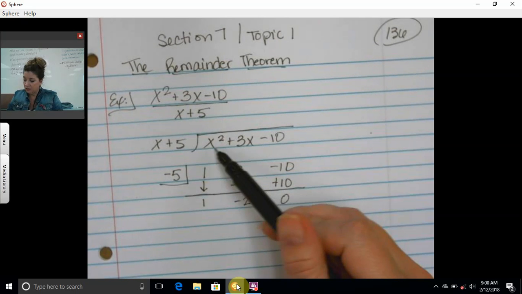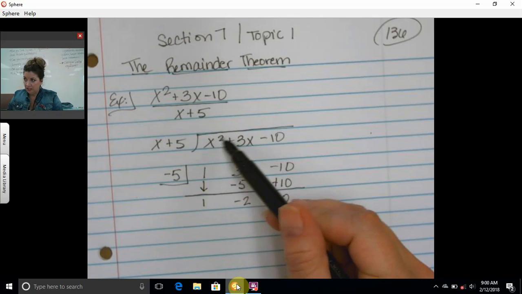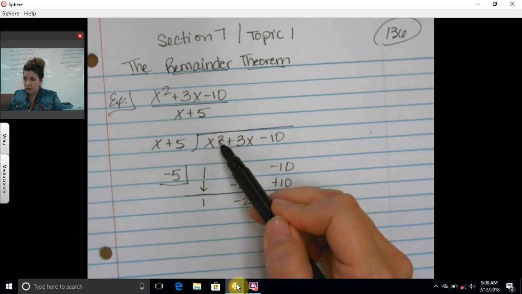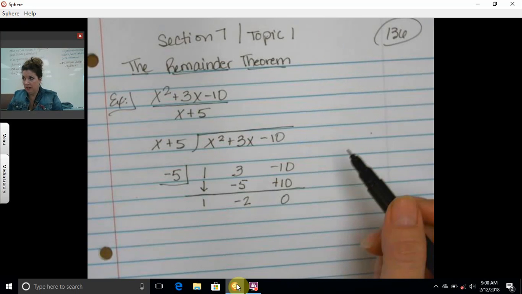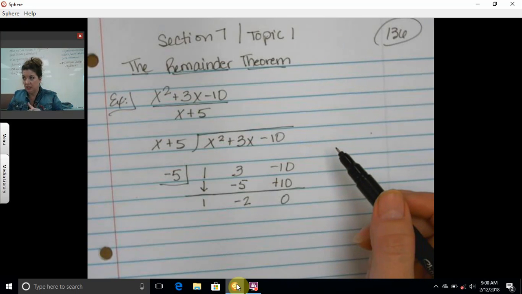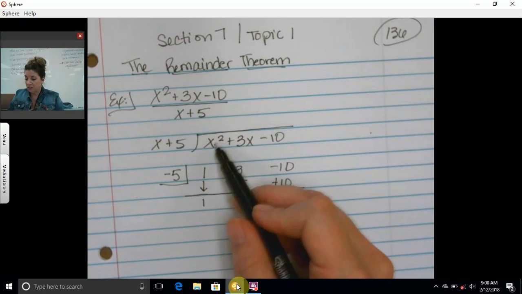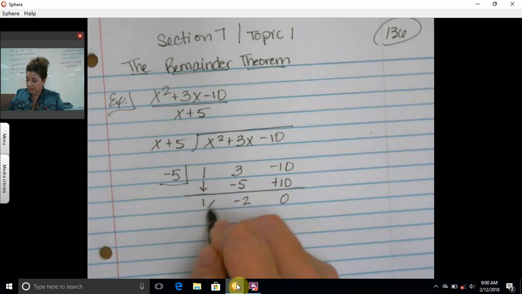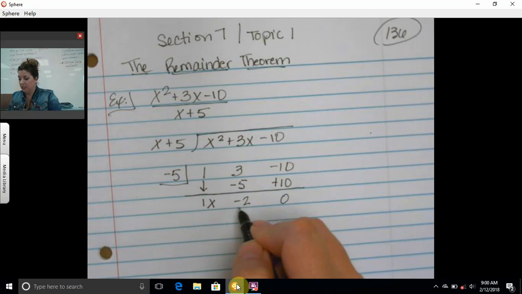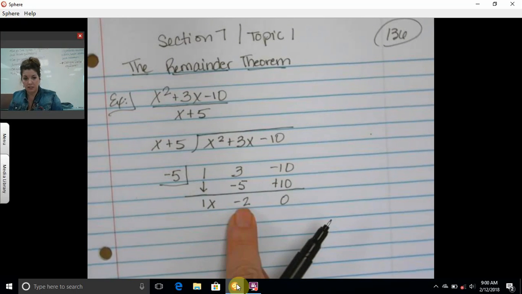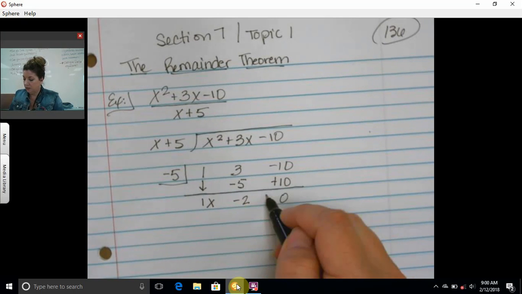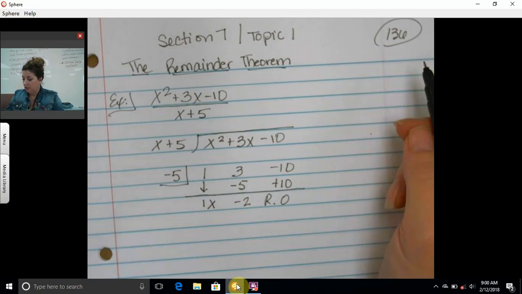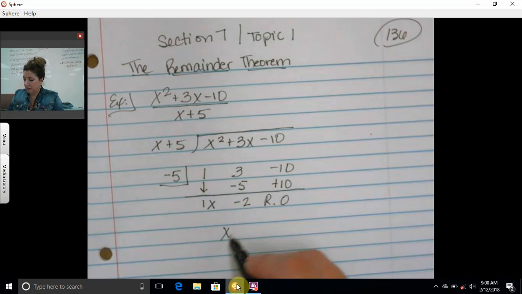So go back to your dividend. If it has a degree of 2, we go 1 below that. Whatever the degrees are, you take 1 from that. So instead of x squared, this will be 1x, and then you just go down in degrees. So that's 1 degree, this is going to be 0 degrees, and this is going to be your remainder. So your answer is x minus 2.